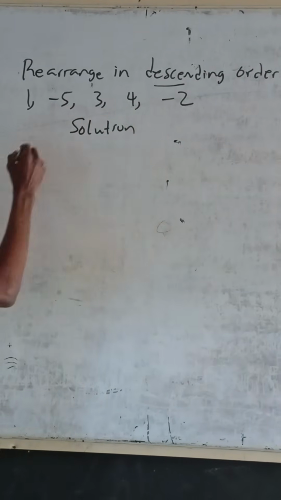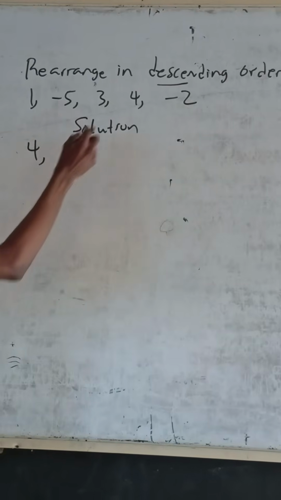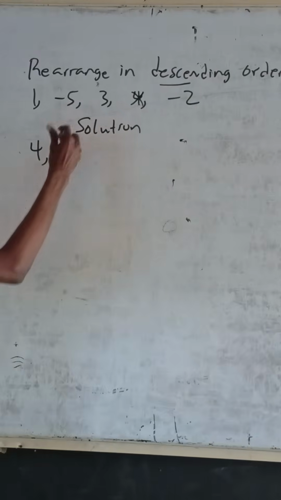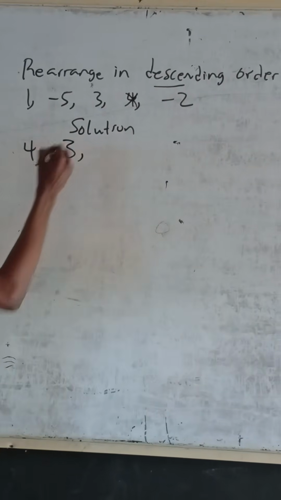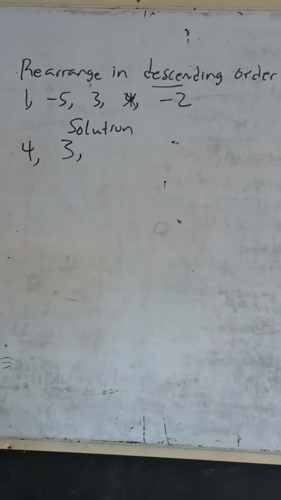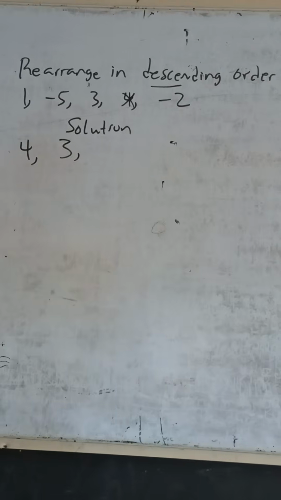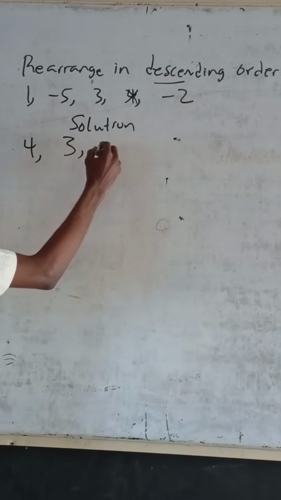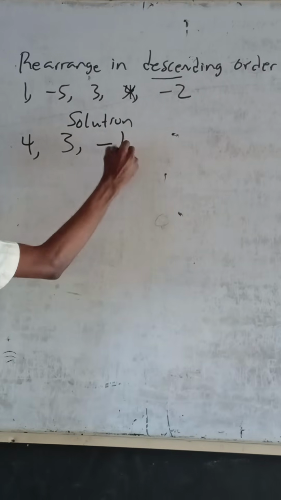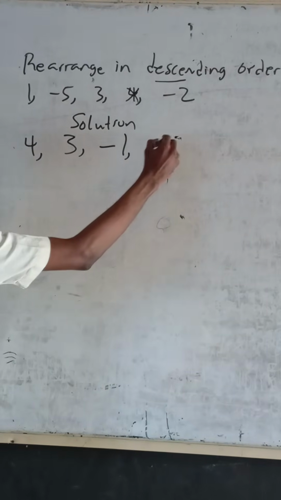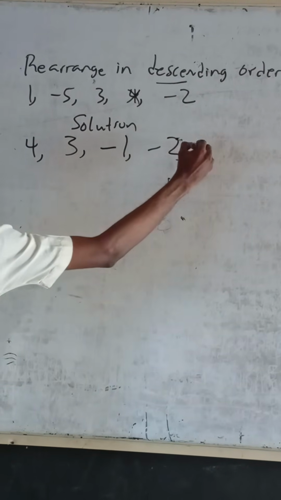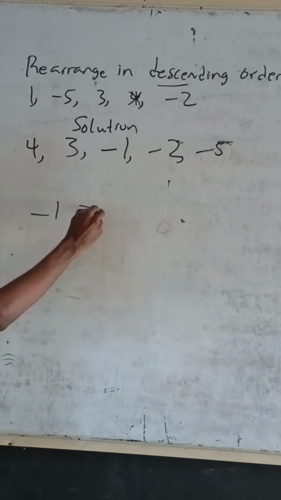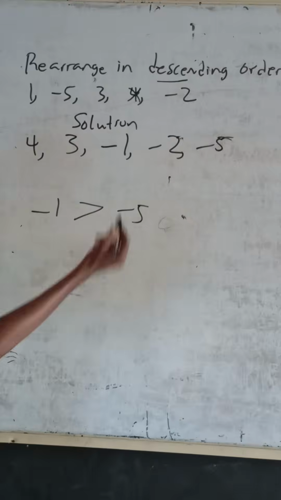So 4 is the biggest, so you write a 4, followed by what? By 3. 3 is the next in line, and then followed by what? -1. Then you have -2, then you have -5. Don't be surprised, -1 is greater than -5.